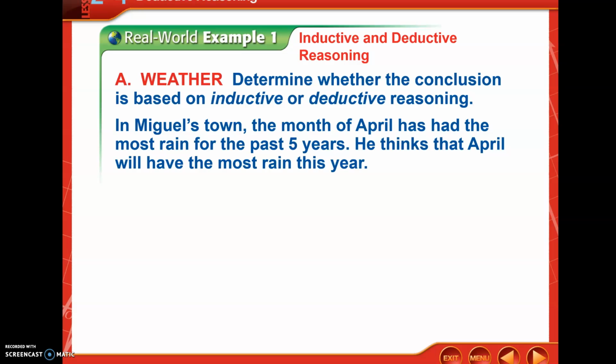So what we're looking at here is we've got these facts to determine. Well, first we're going to look at deciding if it's inductive or deductive reasoning. So again, inductive is patterns, deductive is facts, or rules, those types of things. In Miguel's town, the month of April has had the most rain for the past 5 years. He thinks that April will have the most rain this year. So this is a fact that it had the most rain. You're looking at a pattern. So since this is looking at a pattern, this is inductive reasoning.